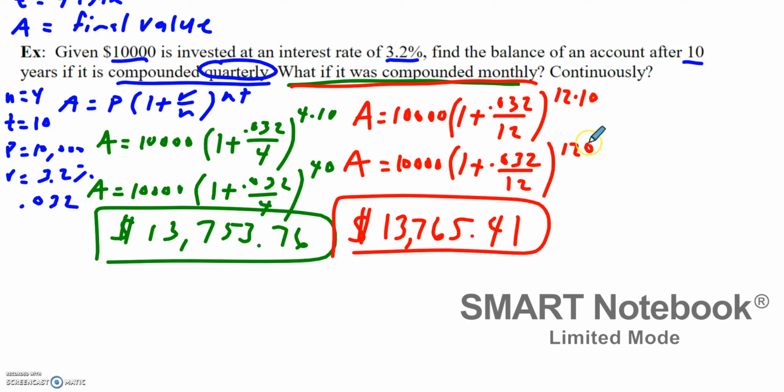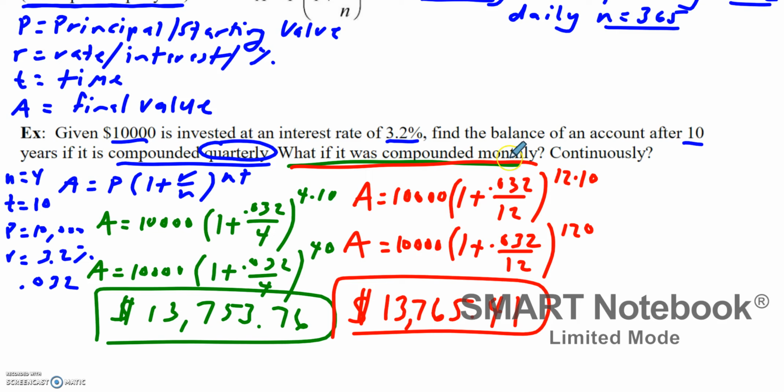I made this to the 120th power because I said n was 12. If you plug this into the calculator correctly, your answer should be $13,765.41. The last part of this problem asks, what if we put money in continuously?